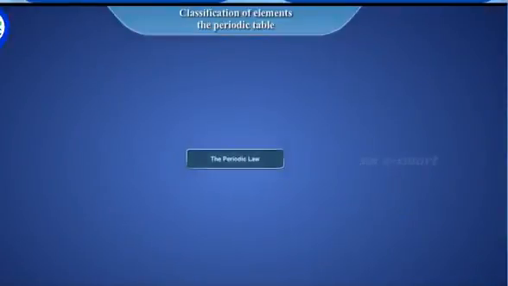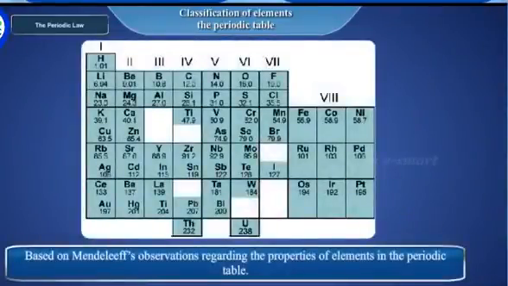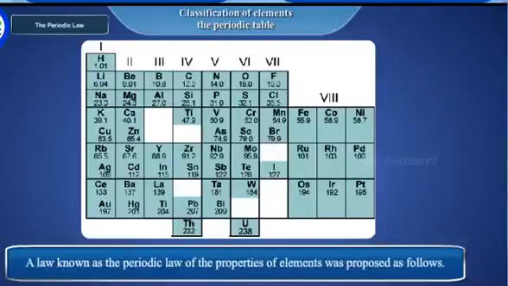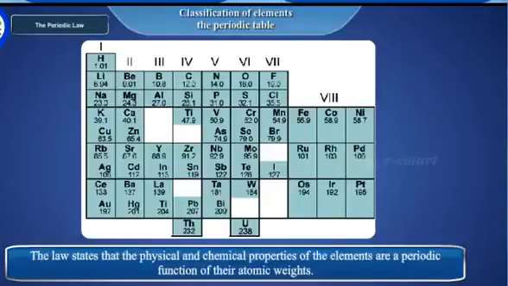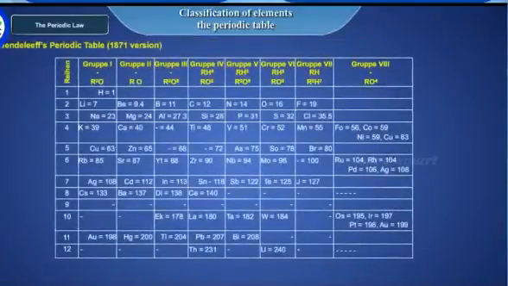The periodic law. Based on Mendeleev's observations regarding the properties of elements in the periodic table, a law known as the periodic law of the properties of elements was proposed as follows. The law states that the physical and chemical properties of the elements are a periodic function of their atomic weights. Mendeleev's periodic table, 1871 version.